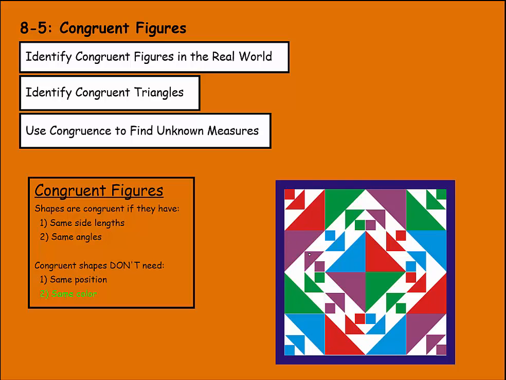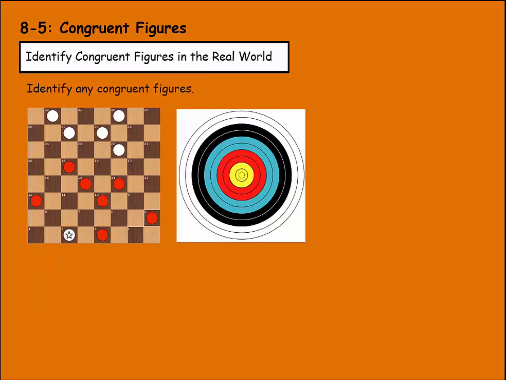If you look at these triangles then, they're smaller, but these ones are all the same shape as each other, so that would make them congruent. These squares also share that same characteristic. They're the same size, the same shape, different colors, but that doesn't matter, and different positions, but that doesn't matter either. So let's see if we can put this knowledge to use. It tells us to identify any congruent figures in these real-world situations.